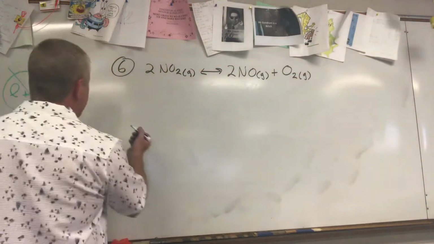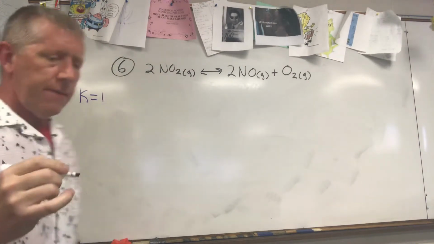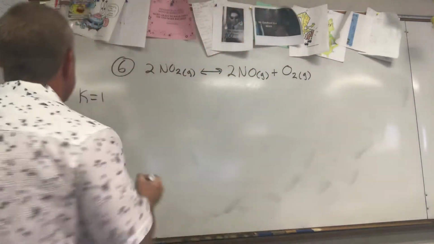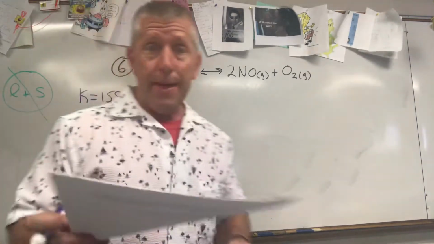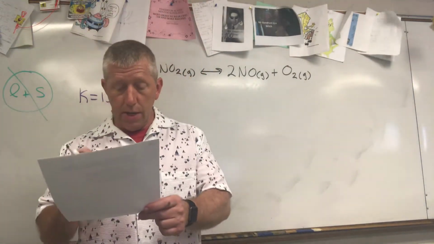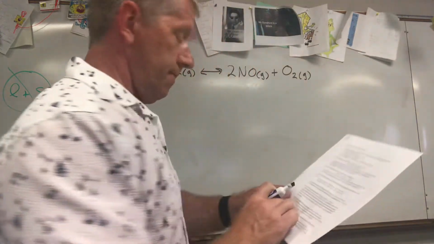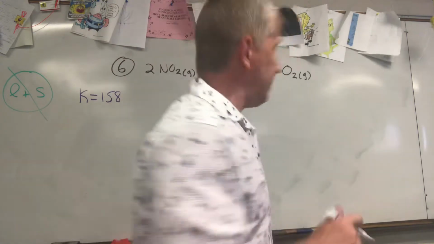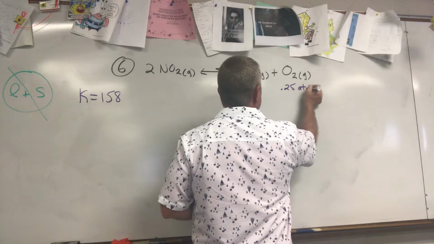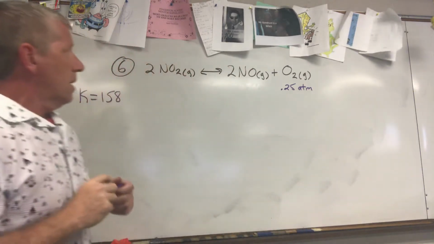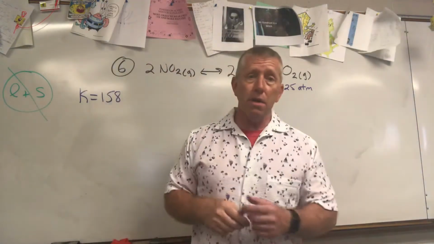So in this problem, we're given the K value for this reaction. The K is 158. Okay, we also know one other thing. I'm told that the pressure of the oxygen, there it is, is 0.25 atmospheres. So I know the pressure of this is 0.25 atmospheres. Okay, I'm going to utilize something called Dalton's law, Dalton's law of partial pressure.